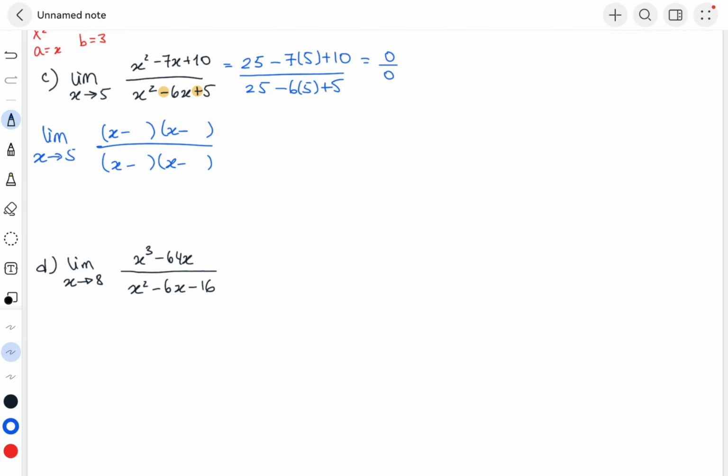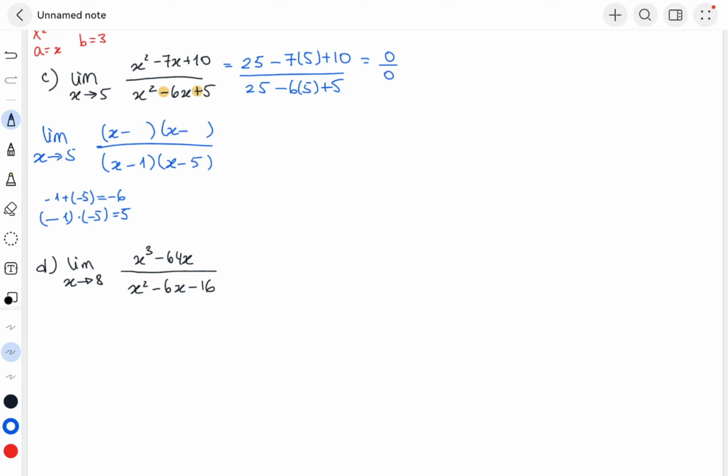And the answer is negative 1 and negative 5. Negative 1 added with negative 5 will give us negative 6. Negative 1 multiplied by negative 5 will give us 5, which is exactly what we have in the denominator.